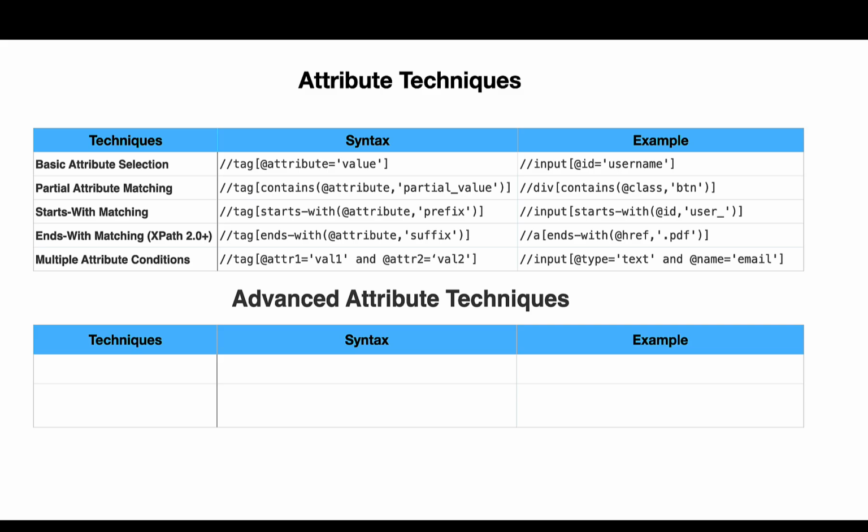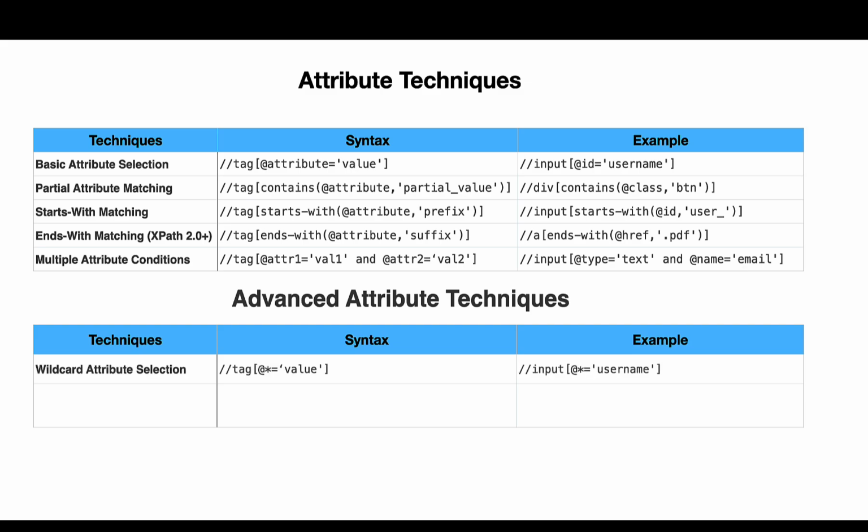Now multiple attribute conditions. If you want to put multiple attribute conditions, you can use the AND keyword. We are giving the tag, which is the basic syntax, but inside it we have @id equal to username. After that, again with and, we put another attribute, @name equal to email. So we are checking for an input box that should have these two attributes with exact values: the type attribute with text value, and the name attribute with email value.